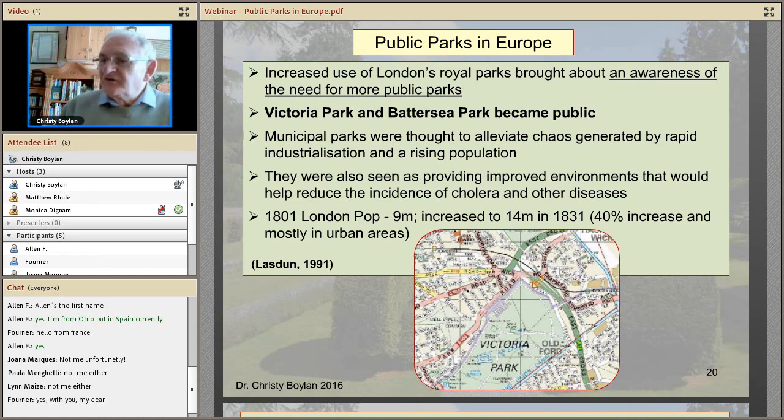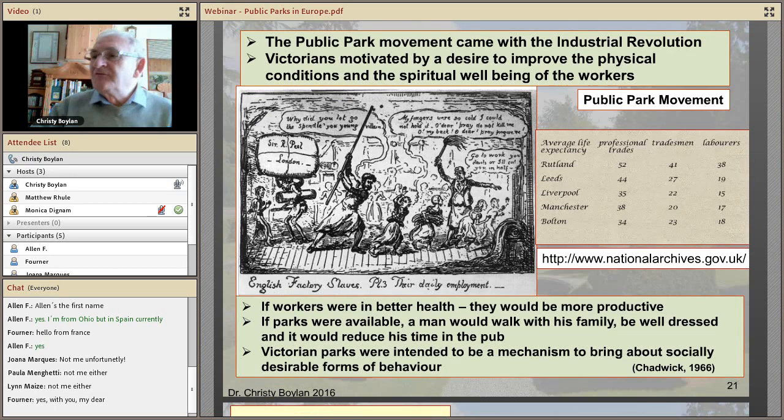And this is during the 18th and early 19th century, parks are provided within cities for the private use of residents in surrounding squares. So increased use of London's royal parks brought about an awareness of the need for more public parks. Victoria Park and Battersea Park became public, and municipal parks were thought to alleviate chaos generated by rapid industrialization and a rising population. They were seen as providing improved environments that would help reduce the incidence of cholera and other diseases.